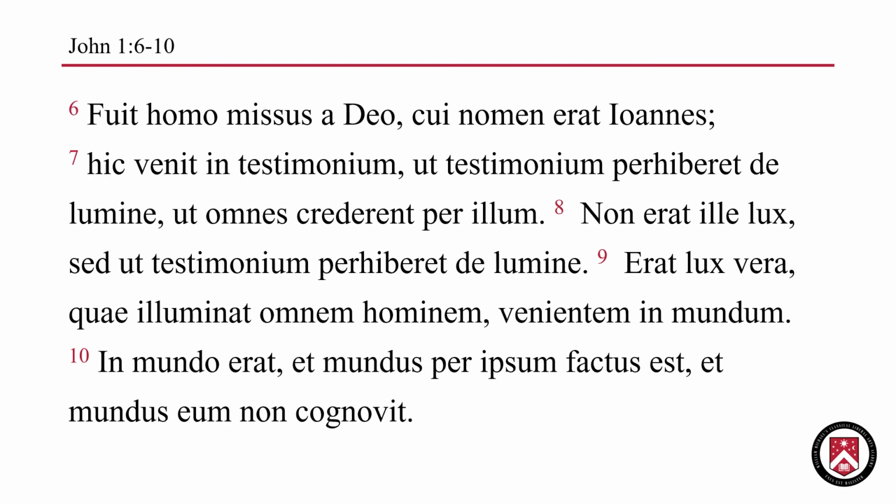Venientem is a participle that means coming. It's a form of the verb venit, which we saw up in verse 7. Venientem, coming in mundum, into mundum, the world. Erat lux vera, it was the light true, which illuminat, illumines or enlightens, omnem hominem, every man, venientem in mundum, coming into the world.